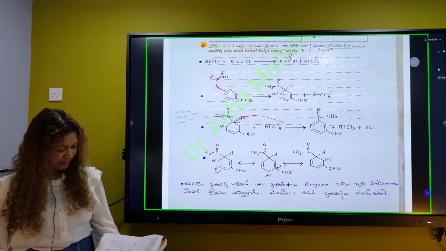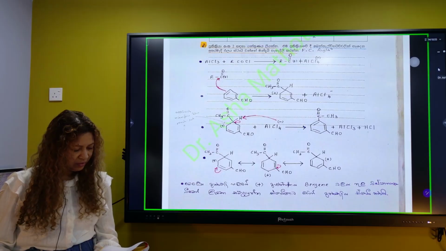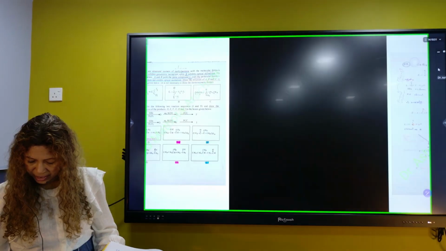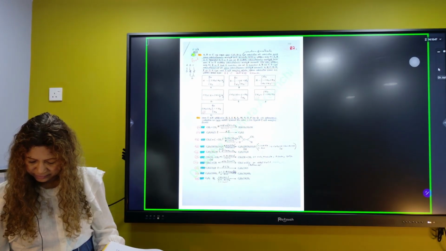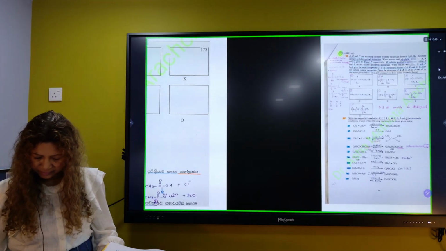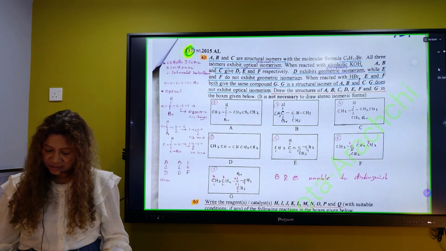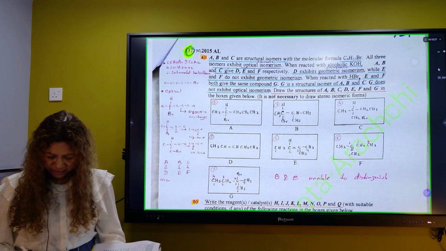Okay, moving on. Moving to question number 70. A, B and C are structural isomers with molecular formula C5H11Br.